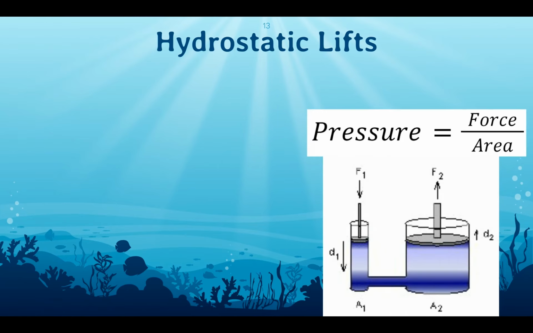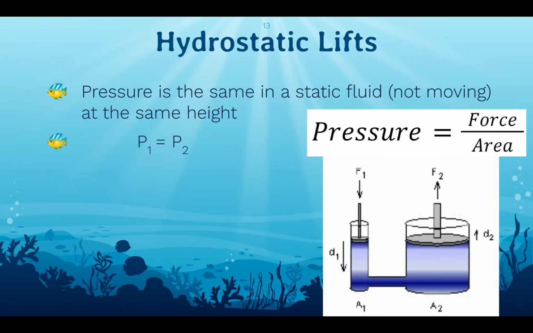So if you remember from before, pressure is going to stay the same when we're looking at the same height. And when we're doing hydrostatic lifts, the problems that we're going to encounter, all of the two sides are going to be at approximately the same height, or you can assume that the height is the same, which means that the pressure will be the same on both sides. So that means the pressure on one side is equal to the pressure on the other.